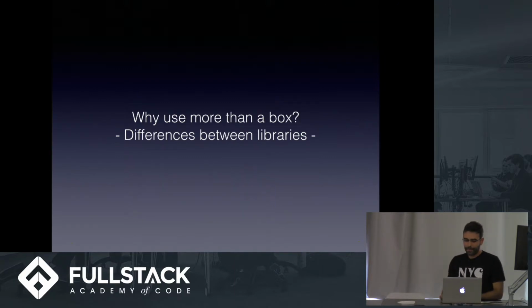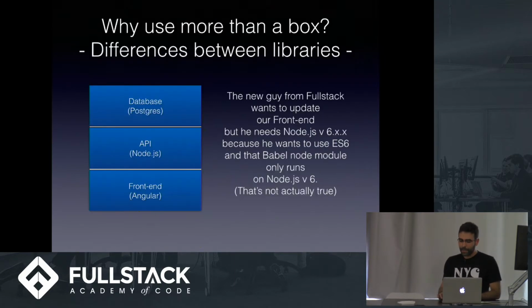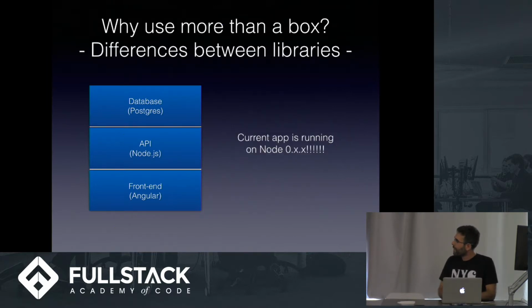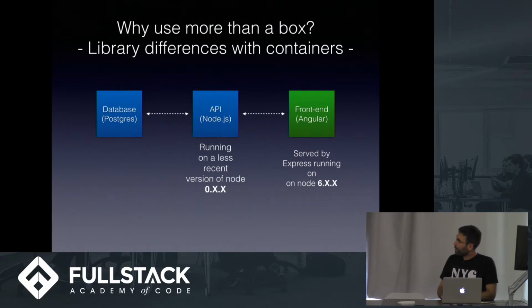Another use case, difference between libraries. So there is this new full stack guy who wants to update the front end, and he wants to update it using Node.js version 6 because of ECMAScript 6, and the Babel transpiler only runs on Node.js version 6. That's not actually true, but it's just to give you the idea. And the current app is running on Node 0 dot whatever, so we should have updated everything.